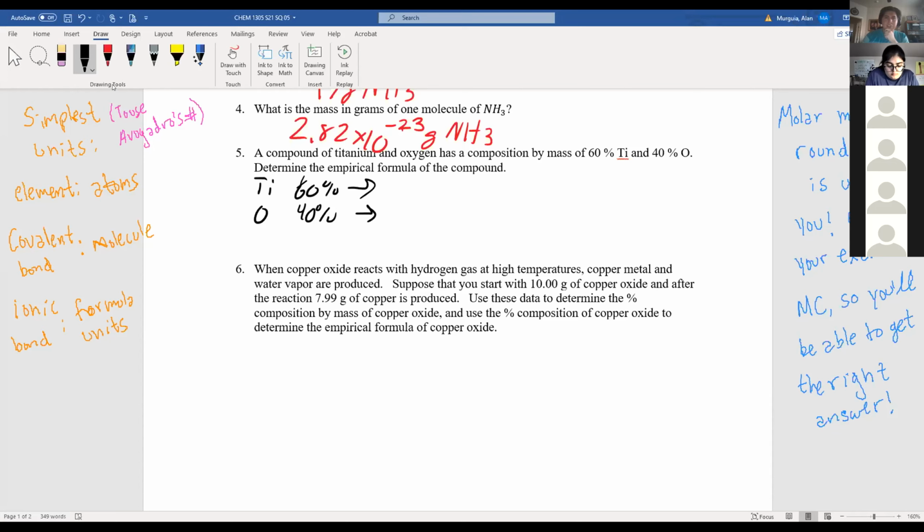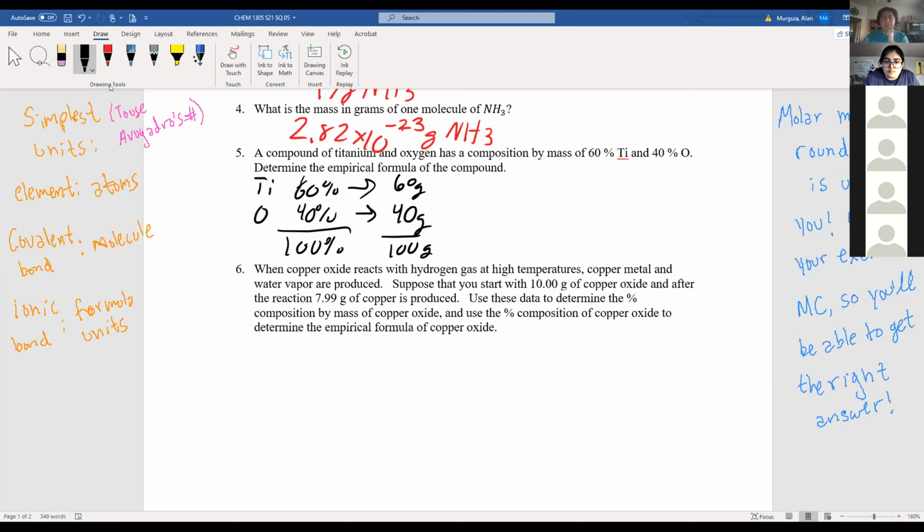Exactly. So for those of you that may not know or remember, since it's 100% of the sample added up, we assume that it's 100 grams. So we just straight convert our percentages to grams. So we have 60 grams of titanium and 40 grams of oxygen. So now that I have that, what's the next step I can do here?